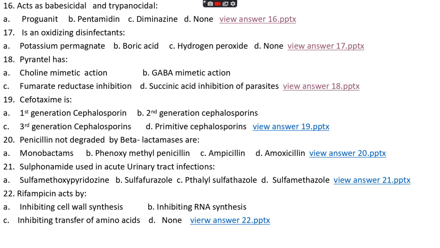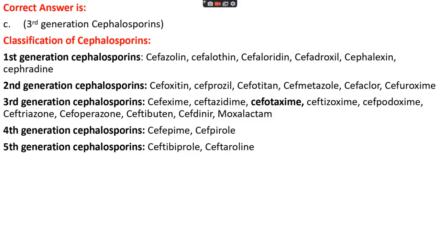Question number 19. Cefotaxime is: option A, first generation cephalosporin; option B, second generation cephalosporin; option C, third generation cephalosporin; or option D, primitive cephalosporin. The right answer is option C, that is third generation cephalosporin.